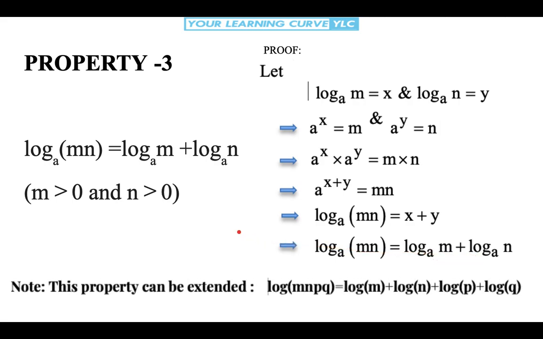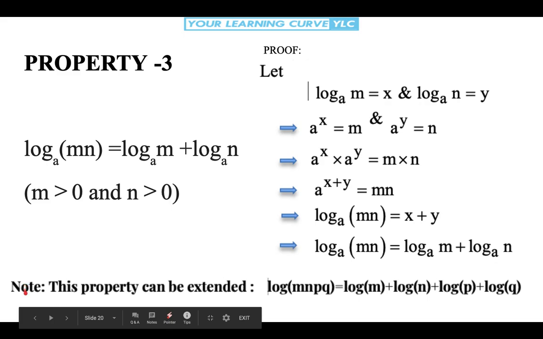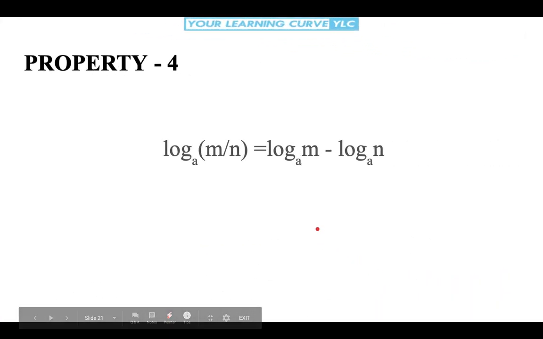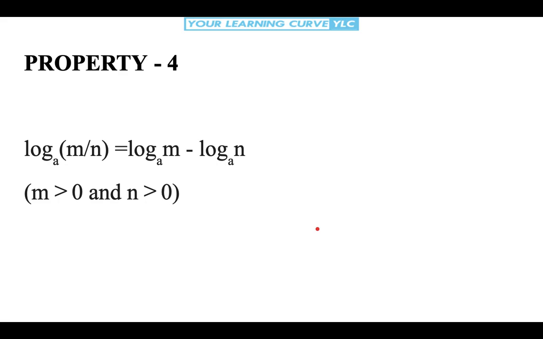Remember that to prove any logarithmic property, we always use this exponential conversion because exponential and logarithm are related. One important point to remember is that this property can be extended to any number of multiplications. For example, log of m n p q is equal to log m plus log n plus log p plus log q.